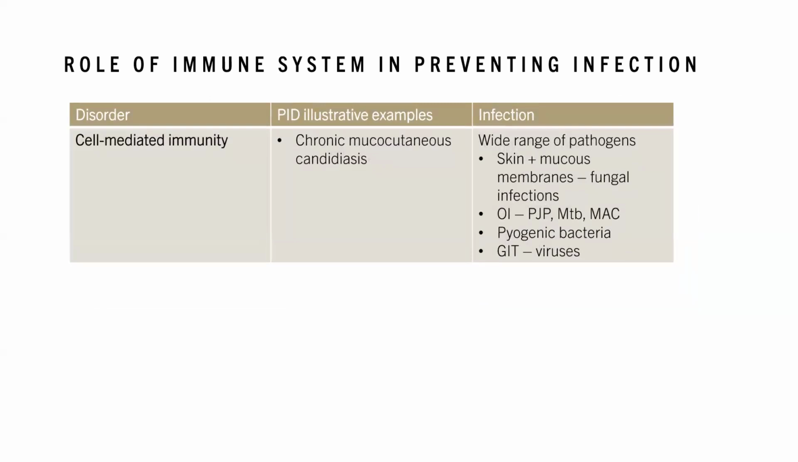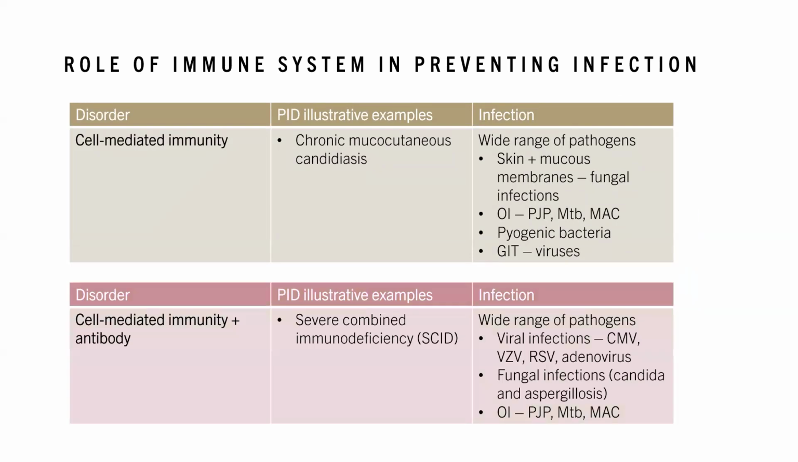And if it's cell-mediated immunity, an example is chronic mucocutaneous candidiasis. So your cell-mediated immunity is very important for intracellular organisms. So viral organisms, fungal organisms, and then also mycobacteria. And if you have a combined deficiency of both antibodies and T cells, then you may have a condition called SCID, or severe combined immunodeficiency. It generally presents very early in childhood with severe infections across a very broad range.